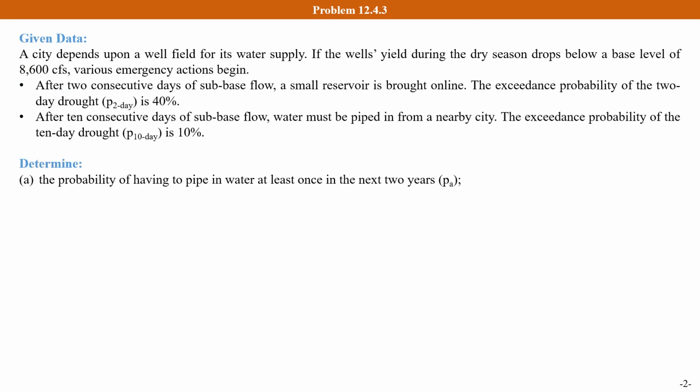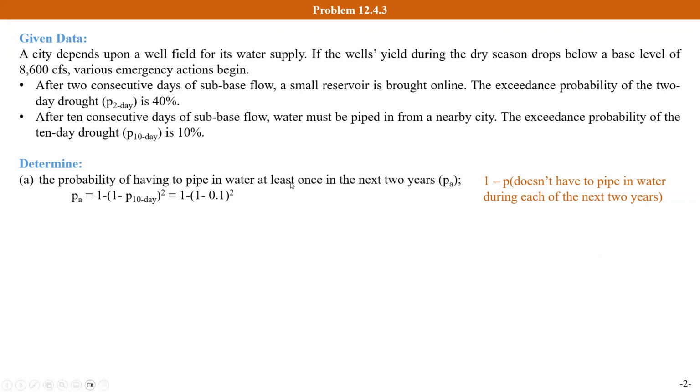The probability of having to pipe in water at least once in the next 2 years. To calculate this probability, we can use 1 minus the probability of not having to pipe in water during each of the next 2 years. We can use this equation. 1 minus P sub 10 is the probability of not having to pipe in water in any given year. Because it asks about the next 2 years, the power should equal 2. Then we can get the probability P sub A, which equals 0.19.